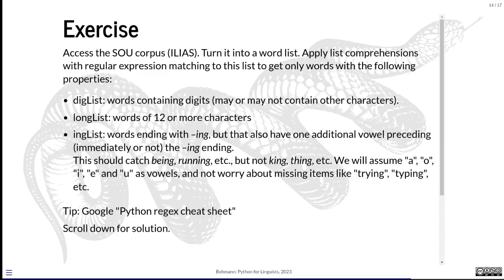But let's make it a bit more interesting. Ones that also have an additional vowel preceding the ing ending, either immediately or not. So the logic here is that this should catch things like being, running, etc., but not these monosyllables, king, thing, etc. They behave differently on a number of counts. And we'll assume that A, O, I, E, and U are vowels. And let's just not worry about things like trying, typing, right, where the vowel is really the Y. The Y letter is just a bit tricky, and let's exclude that particular complication.